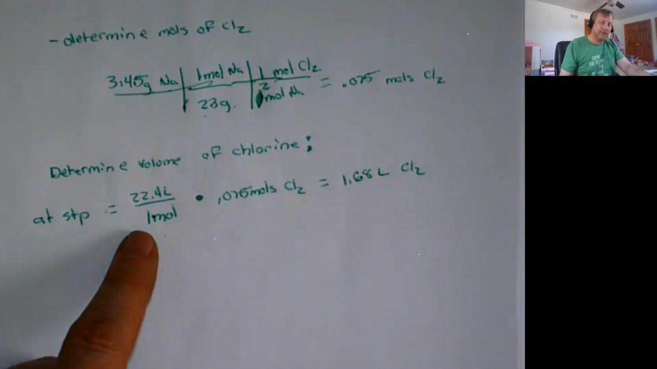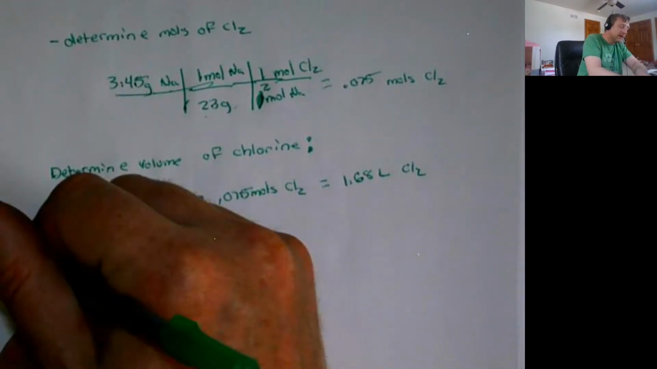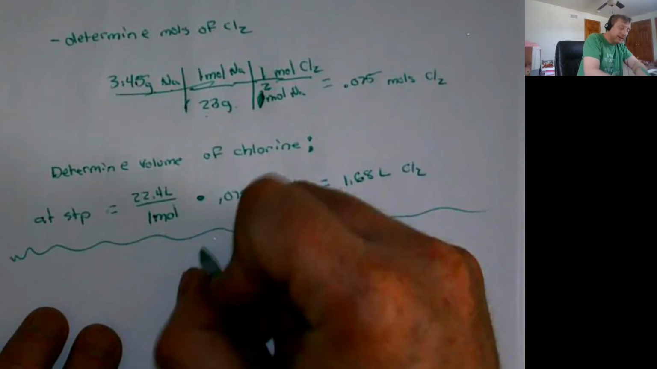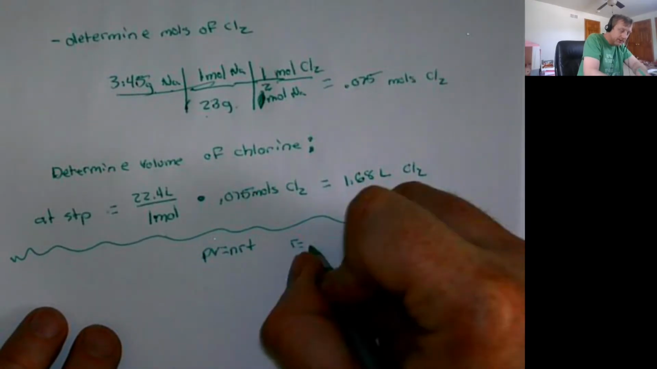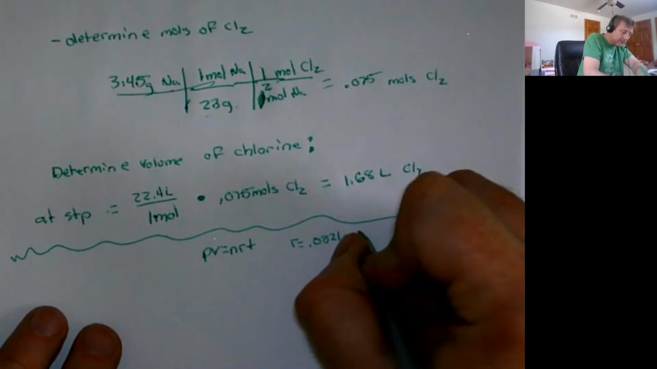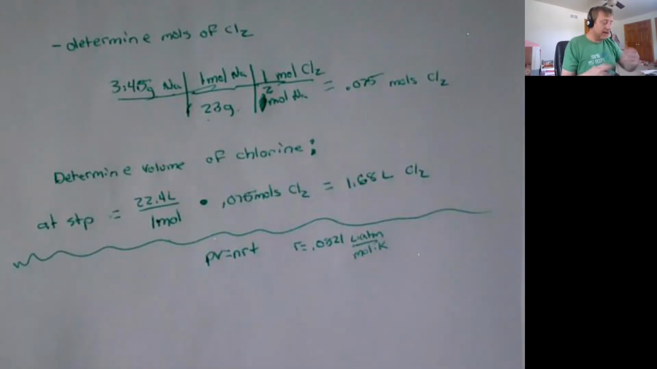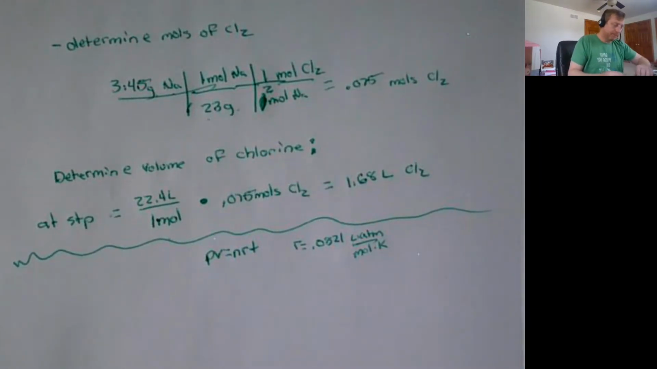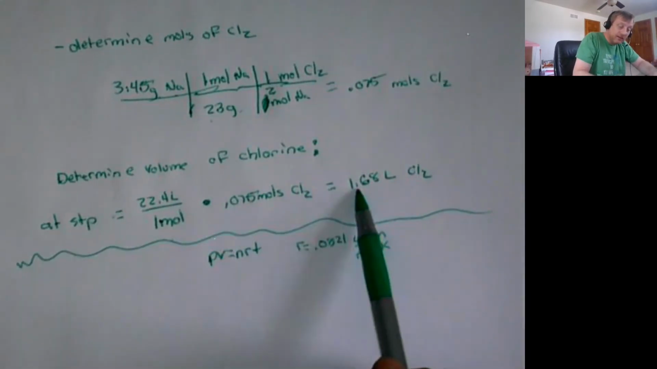I'm going to show an example of that with the next problem, but before I move on, I want to show that this problem can also be solved by the ideal gas law. And the ideal gas law, again, is PV equals nRT, where R is 0.0821 liter atmospheres per mole Kelvin. And that is just a constant. P is pressure, V is volume, n is the number of moles, and T is the temperature in Kelvin. So let's go ahead and put those things into this equation, and it should give us this same 1.68 liter volume.